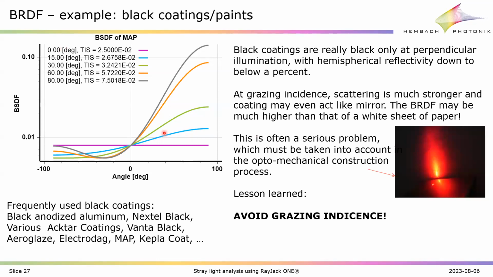So this is something very typical for almost all paints. There are others, not only MAP: there's Nextel Black, Acktar is very famous, Vantablack, Aeroglaze, Electrodag, MAP, Kepler coated, many others.